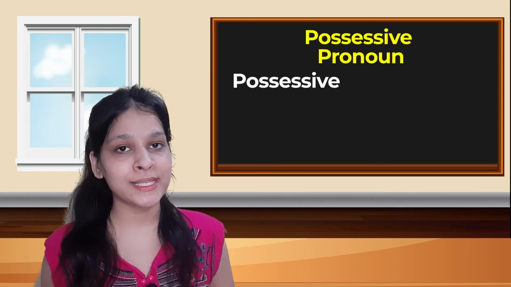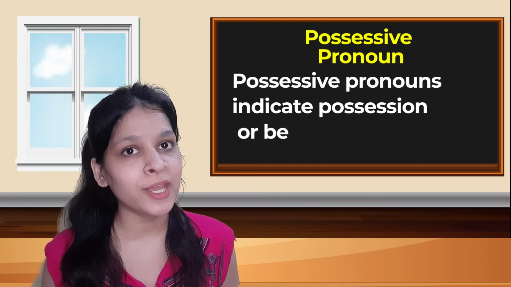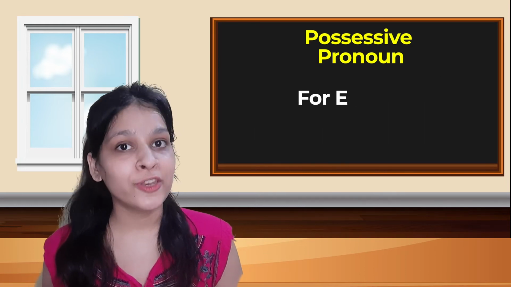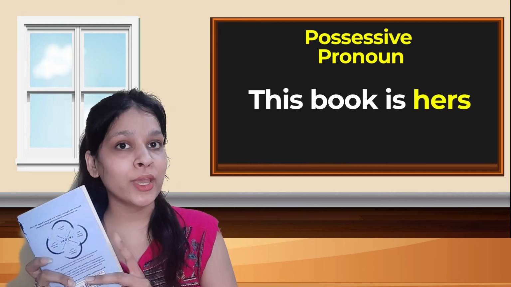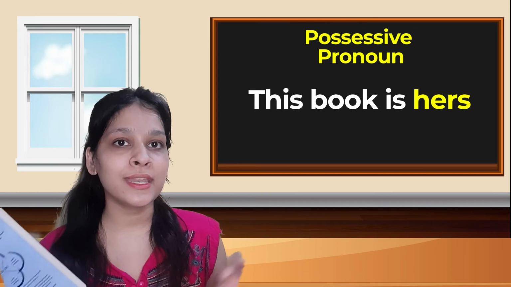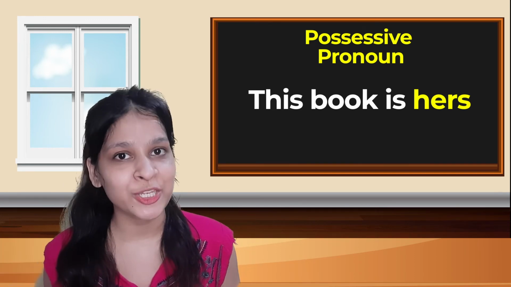Number 4 is possessive pronoun. Possessive pronoun basically shows an ownership or a possession. For example, this book is hers. We used an S to show the possession.